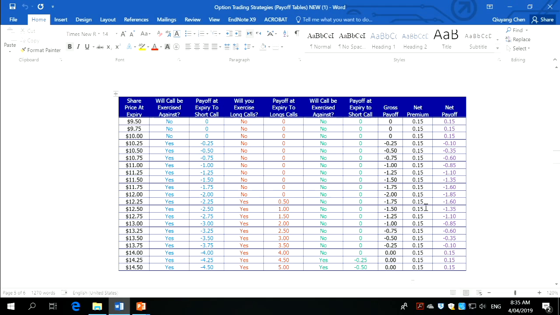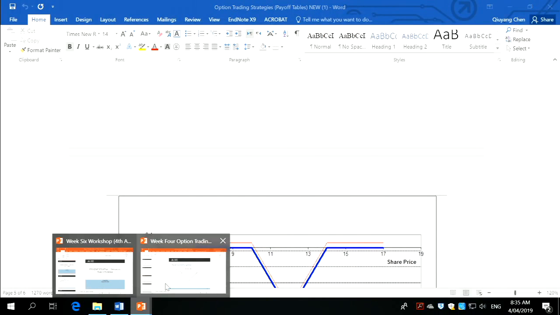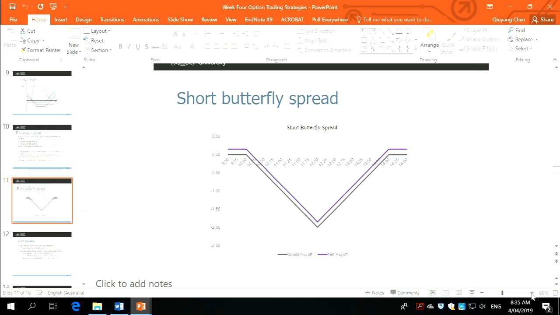If the share price finishes really, really low, below $10, the maximum gain is, again, 15 cents, the net premium we received. If the share price finishes within that range, we're going to lose. And the maximum loss is $1.85. That's when the share price finishes exactly at the $12 point. Okay, and this graph details exactly what I said. The gray line represents the gross payoff, and the purple line represents the net payoff. If the stock price is really calm and smooth, finishing exactly at 12, we're going to lose $1.85.